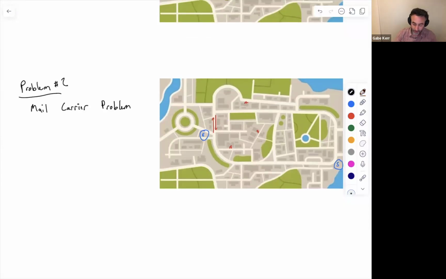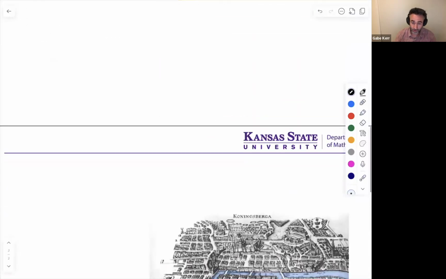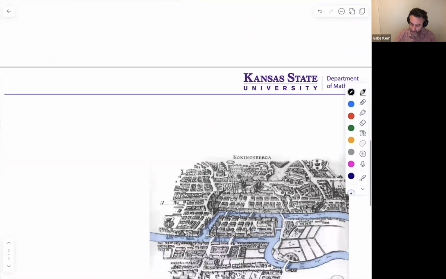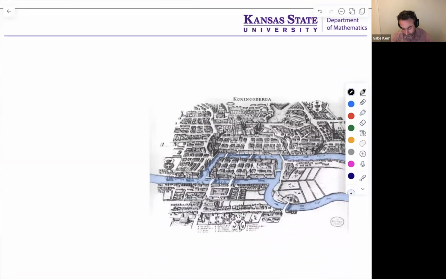Now, there's another couple of problems in this section that are more historical and, well, interesting in some ways to me. One of them is called the Bridges of Königsberg problem. So this is maybe problem number 3 that was talked about in this section. And this is called the Bridges of Königsberg.